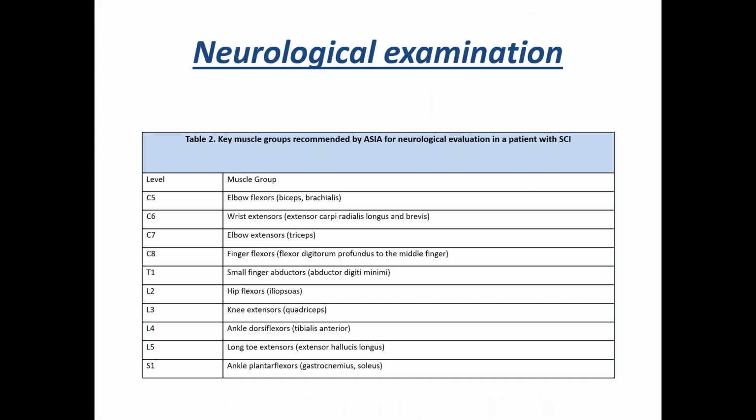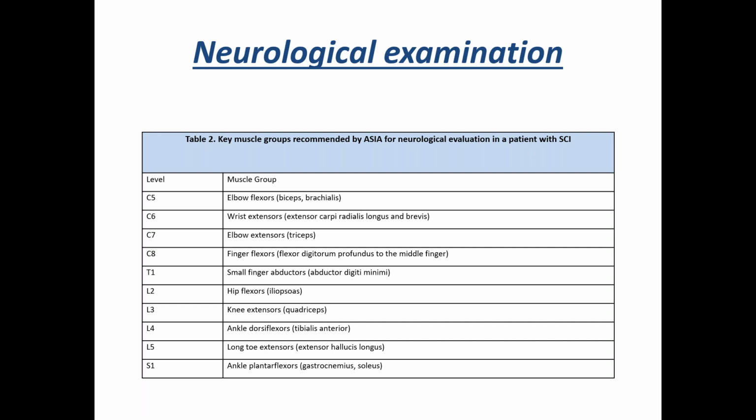Neurological examination, as you all know, muscle groups, you need to check. For C5, you have to check elbow flexion, that is biceps and brachialis. C6, you have to see wrist extensors. C7, elbow extension, that is triceps.